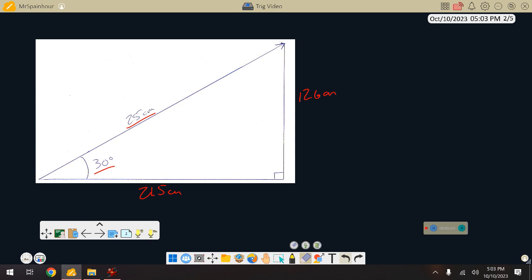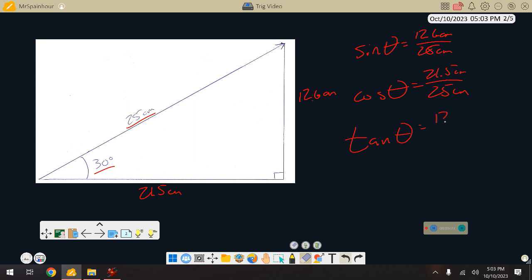And just like we did before, I could say the sine of this angle is opposite 12.6 centimeters over hypotenuse, 25 centimeters. And the cosine of the angle is that 21.5 centimeters over 25 centimeters. And the tangent of the angle is just 12.6 centimeters over 21.5 centimeters.